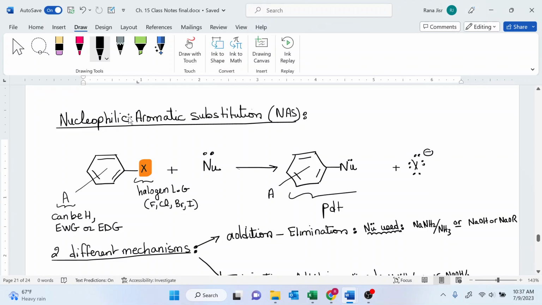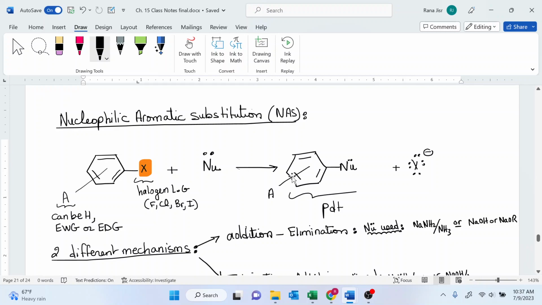Benzene undergoes nucleophilic aromatic substitution as well. When we were talking about electrophilic aromatic substitution, we were reacting an electrophile with the benzene. So the benzene was considered a nucleophile, and you were reacting the electrophile with the benzene. Now here, this is the opposite. Benzene is going to be considered an electrophile, and you are going to react a nucleophile with it.